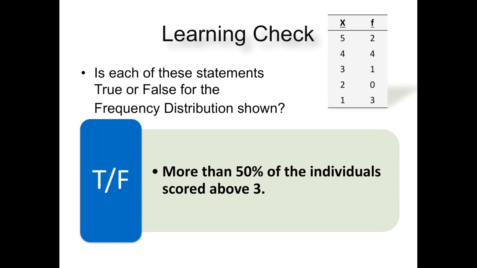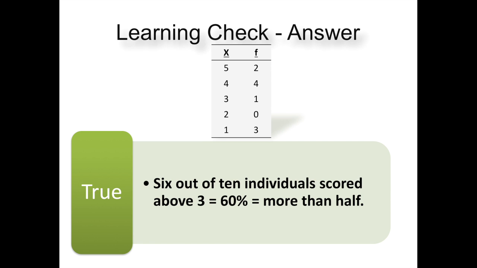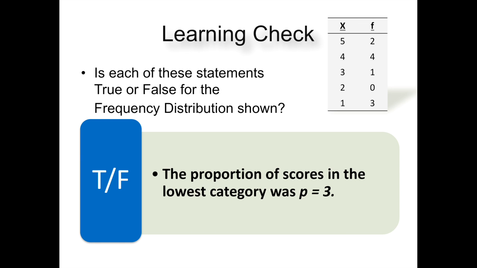Okay, how about this one? True or false? More than 50% of the individuals scored above 3. Let's take a look at the frequencies of each of the different scores. What do you think? Do you think more than 50% of the individuals scored above a 3? They did, 60%, or 2 plus 4, because I had 2 people score a 5 and 4 people score a 4, so that's 6 out of 10, which is 60%. So yes, true.